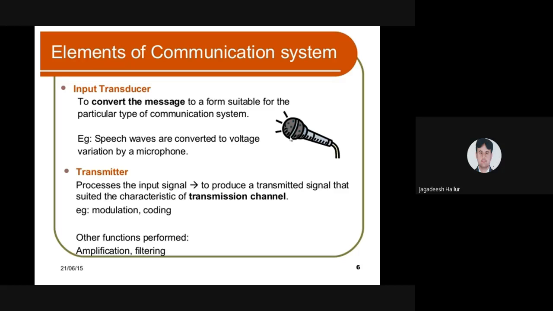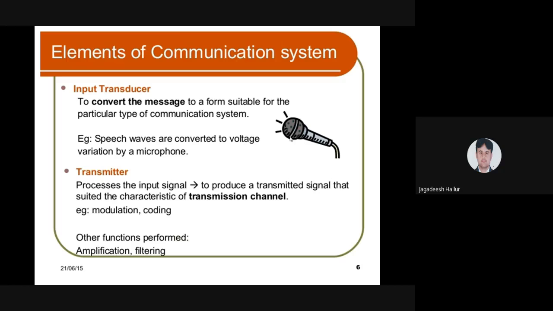Next is the transmitter. The actual function of the transmitter is to process the input signal. It is going to process the particular input signal coming from the input transducer, which is electrical in nature, not non-electrical. That is a modulated signal already, to produce a transmitter signal suited to the characteristics of the transmission channel. That signal has to be forwarded to one more block, the next block, that is the channel.